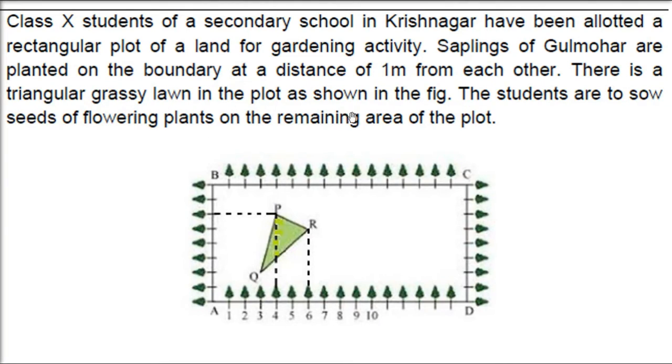There is a triangular grassy lawn in the plot as shown here. This is triangle PQR, or QRP, somewhere in between. The students are to sow seeds of flowering plants on the remaining area of the plot. So the remaining area, other than this green area, some seeds are to be planted here. So now let us go one by one.